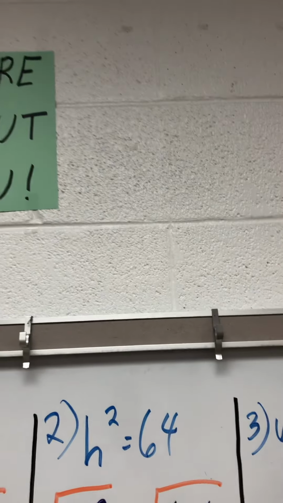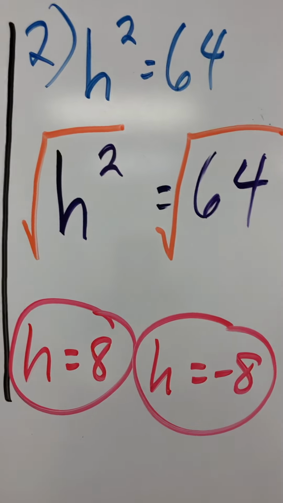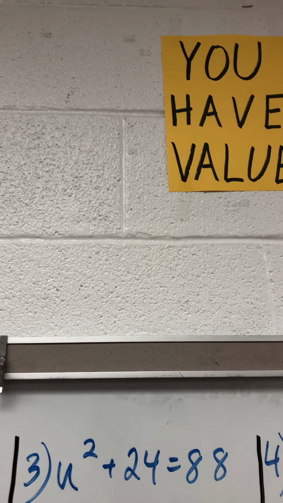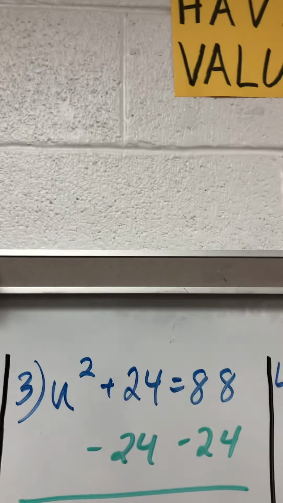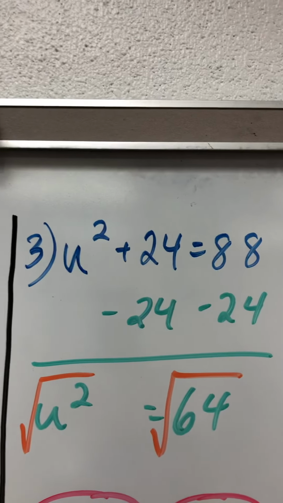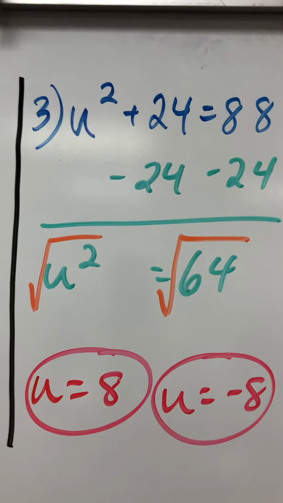H squared equals 64. We take the square root. Square root of 64 is 8 or negative 8. U squared plus 24 equals 88. All right, I'm going to minus 24 from both sides, which gives me u squared equals 64. Okay, once again, 8 and negative 8.